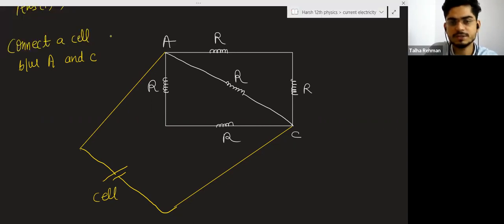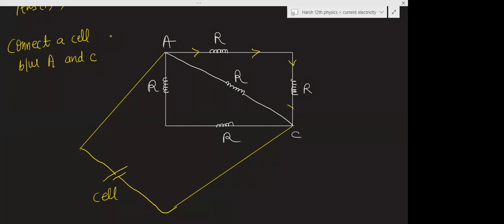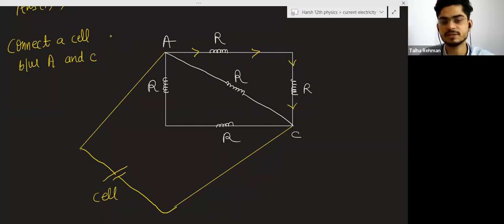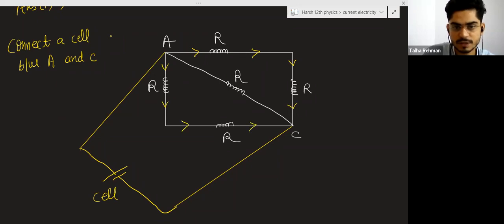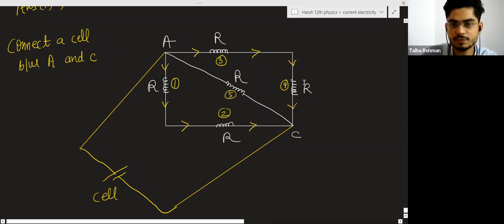Now, this is a single wire. And I have told you that on a single wire, resistances are connected in series. And this is again a single wire. There is no branching here. I am supposing this resistance as 1, this as 2, this as 3, this as 4, this as 5. So you can say resistance 3 and 4. Why are resistance 3 and 4 connected in series?